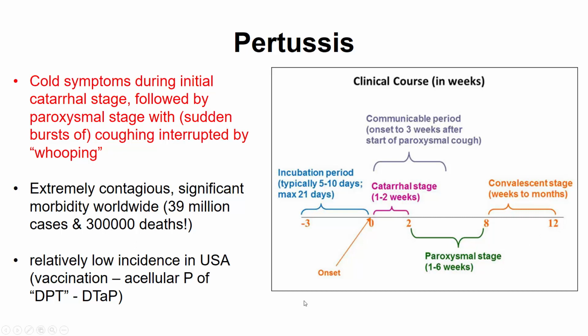So it's highly contagious. There are still about 39 million cases worldwide and about 300,000 deaths as a result. This is despite the fact that there's a vaccine. In the US, we're very rigorous, especially for enrollment in school, of requiring the DTaP, and it's the aP part of DTaP or the DTP vaccine. So the incidence is low and the disease is typically mild, but it still exists.